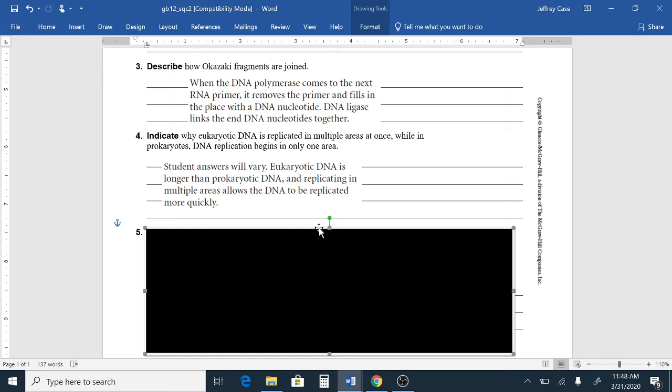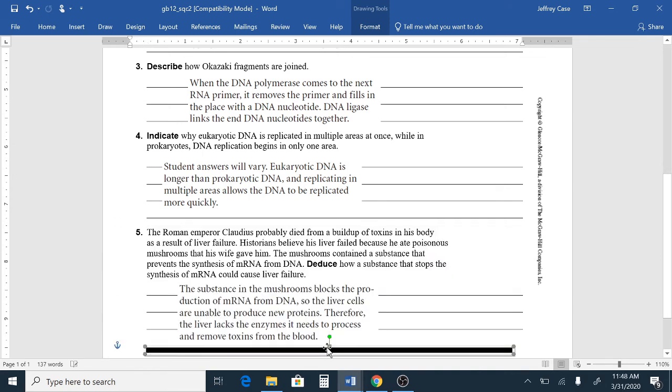And replicating in multiple areas with eukaryotic DNA allows the DNA to be replicated more quickly because there's a lot more of it. Prokaryotic DNA is in what we call a circular shape. So it starts at one end and can almost just go around, almost like a train track, if you will, in a circle. Good.